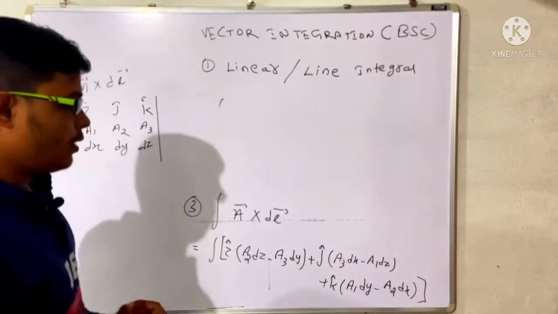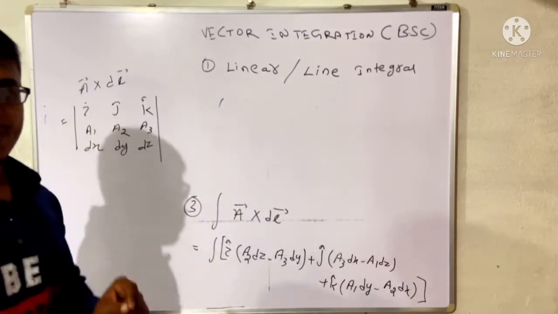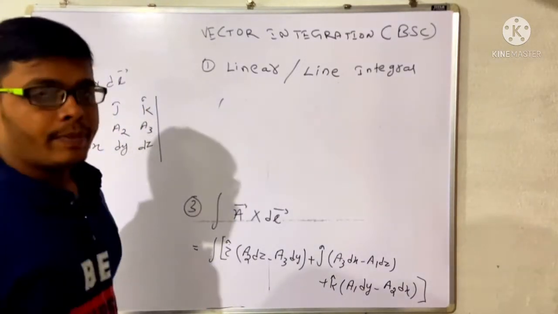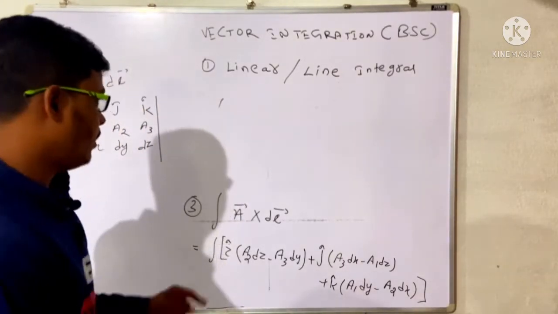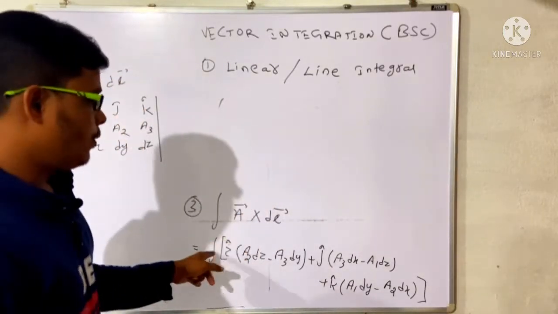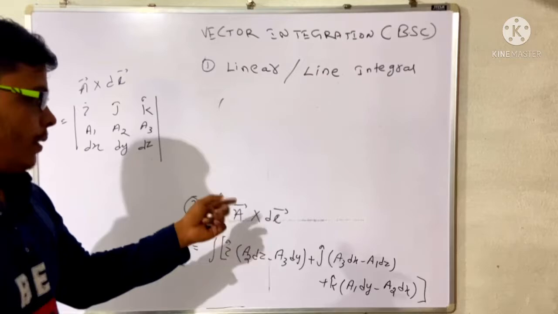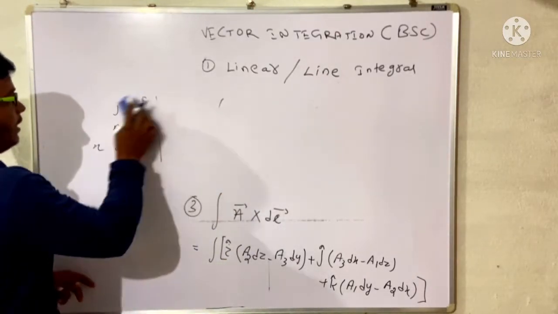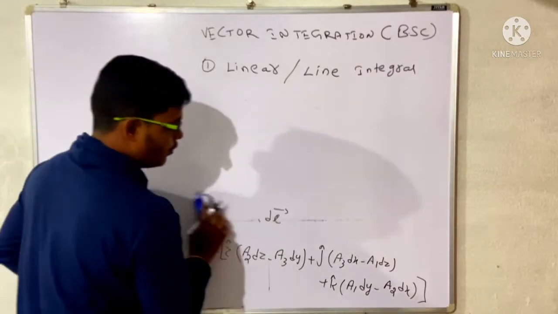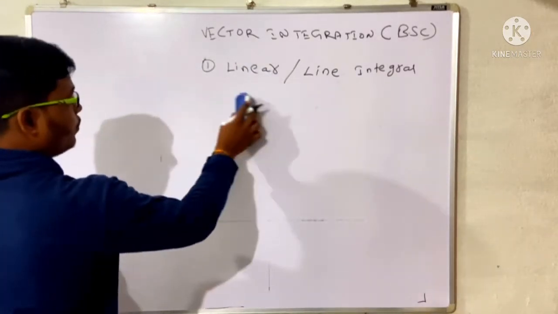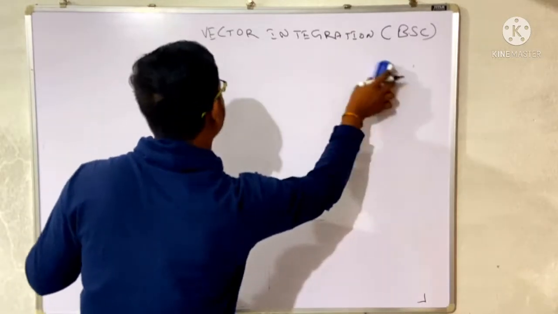The important thing is how we will do the line integration. These are the three types of representation: one with the dot product, then with the scalar field, then with the cross product with the vector field. So these are all the representations of the line integral. Then we will see how to solve this line integral.